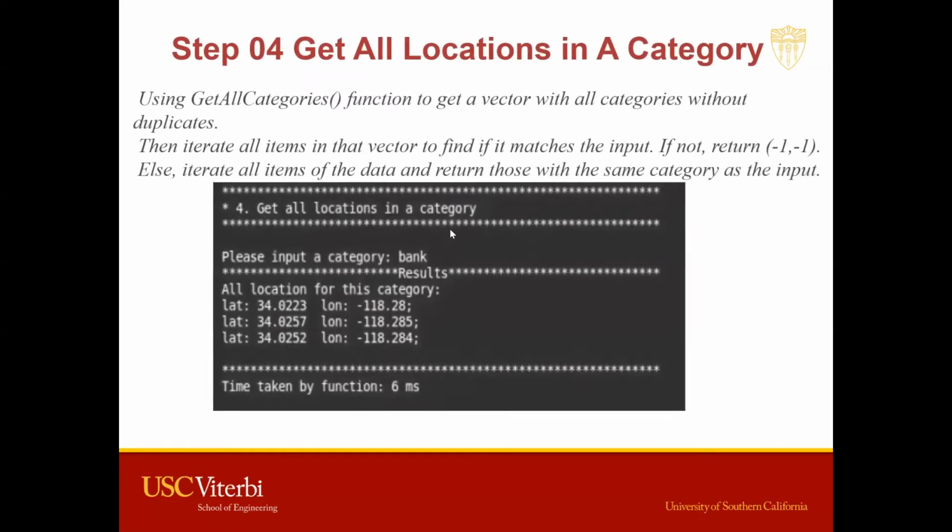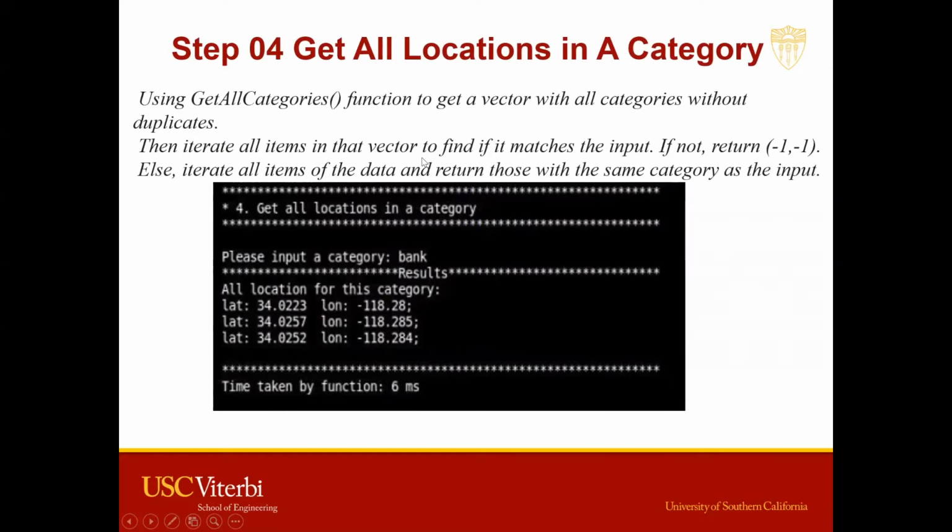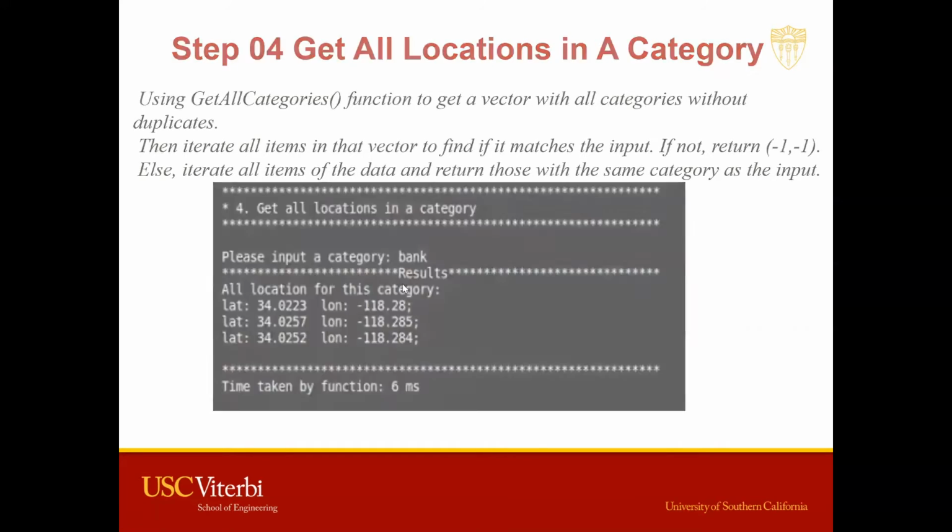For step 4, we use a function from step 3 to get all categories in a vector. Then we iterate all items in the vector and return those which have the same category as the input. When we enter bank, here is the output in this screenshot.